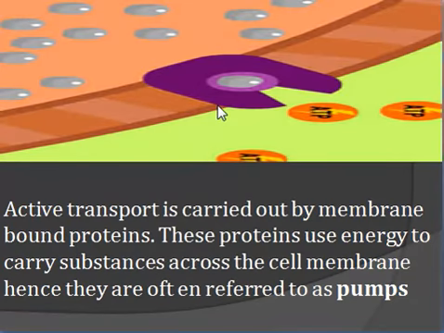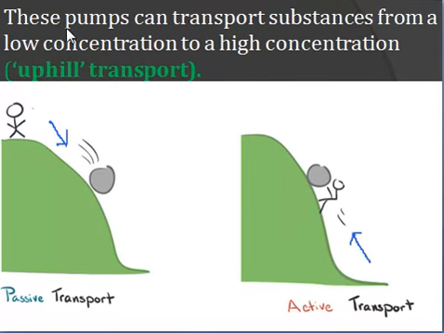This diagram shows molecules are carried by carrier proteins. This is the cell membrane. A carrier protein carries the molecule from lower concentration to higher concentration. Active transport is carried out by membrane-bound proteins. These proteins use energy to carry substances across the cell membrane. Hence, they are often referred to as pumps. The carrier proteins are always referred to as pumps. These pumps are nothing but carrier proteins found on the cell membrane.